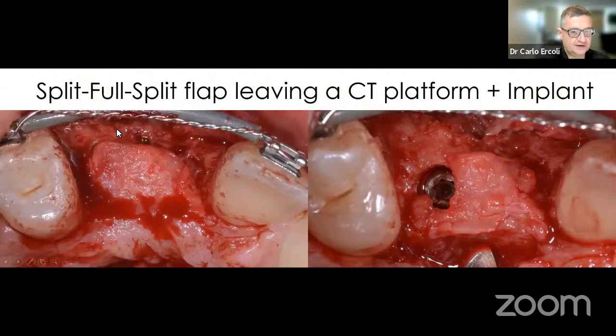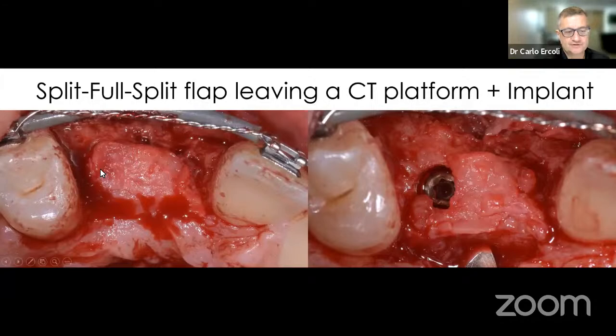So what we did in this specific case, we actually did a particular incision where we leave a piece of that connective tissue right here. We call it a full split incision, in such a way that we can keep this soft tissue right here, then have here a full thickness flap, and then further down another split in such a way that we can advance the flap.